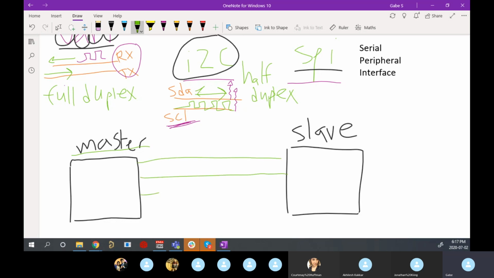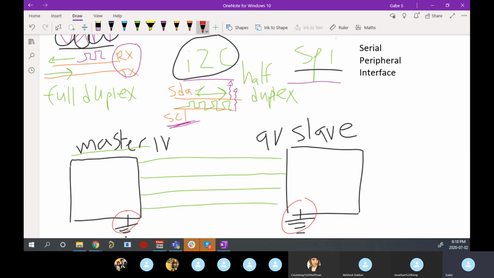1, 2, 3, 4. And then, like always, we need to make sure we have a common ground between these two. If you have no common ground, then you don't have the same ground truth reference of 0 volts. And then you're not going to be able to communicate, because 1 volt to the master may be 9 volts to the slave, right? If you have a different ground, they won't be synchronized. They won't have the same ground truth.